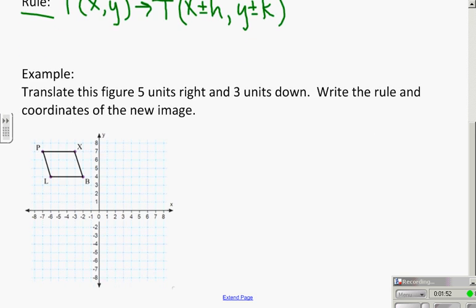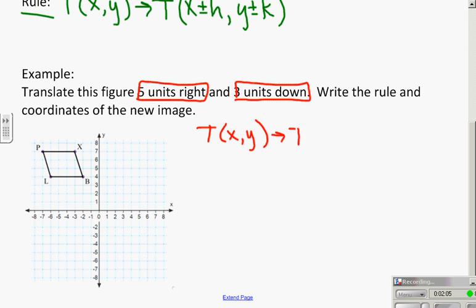So let's look at an example. Translate this figure 5 units right and 3 units down. Write the rule and the coordinates. So our rule is T of x, y, is going to become T prime of x plus 5, y minus 3. Going right, we're going to add 5. 3 units down, we are going to subtract 3 from every y.